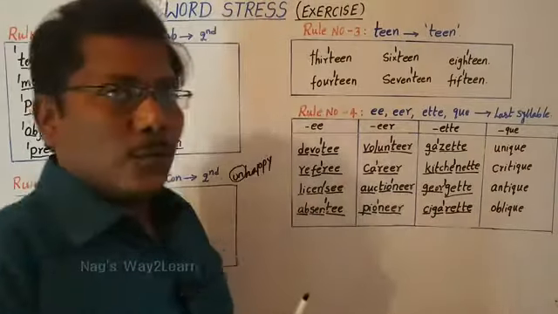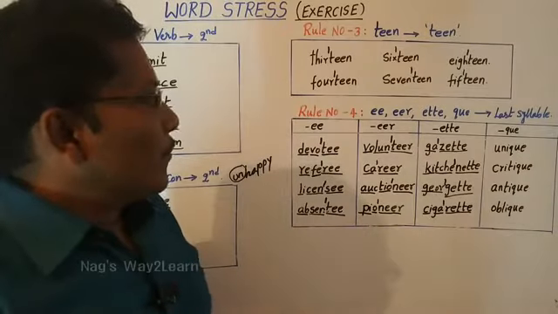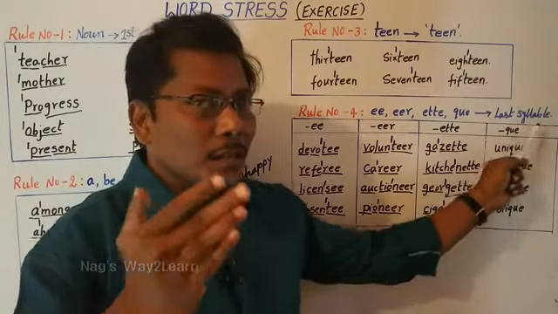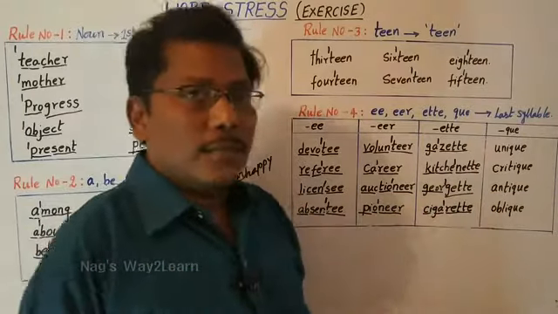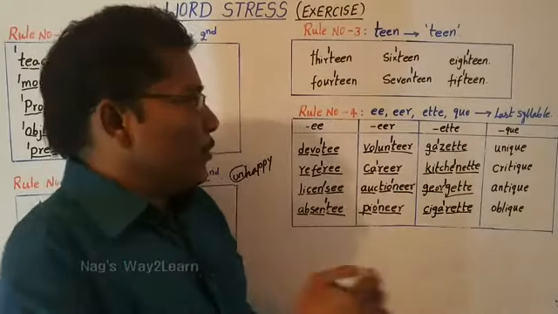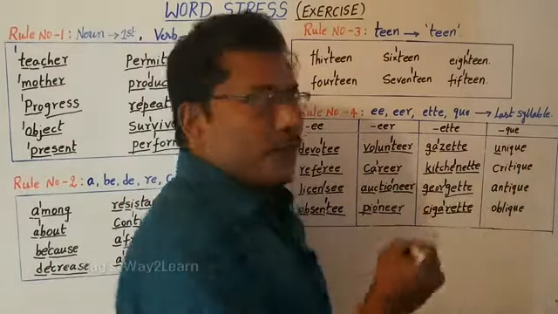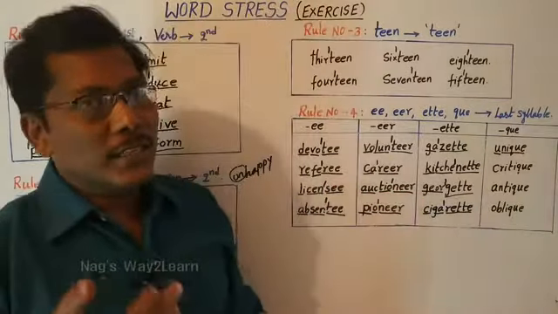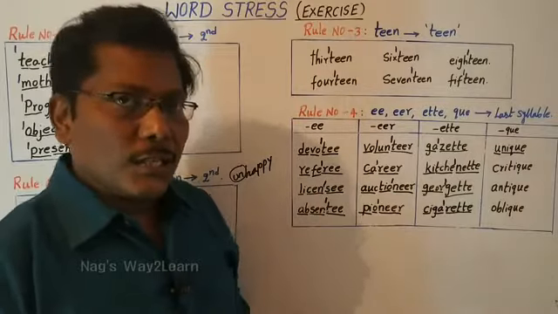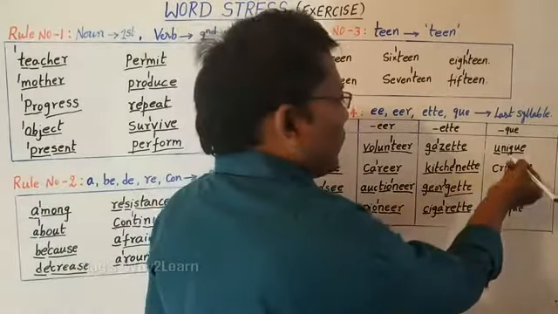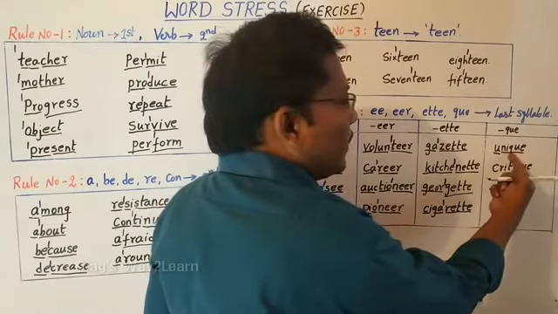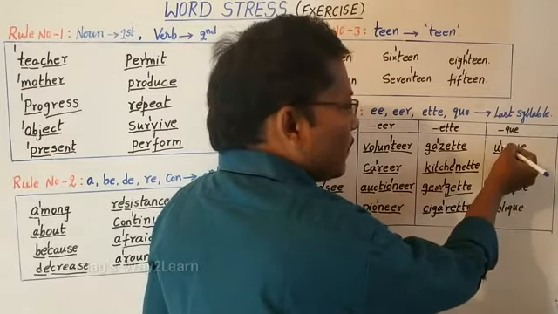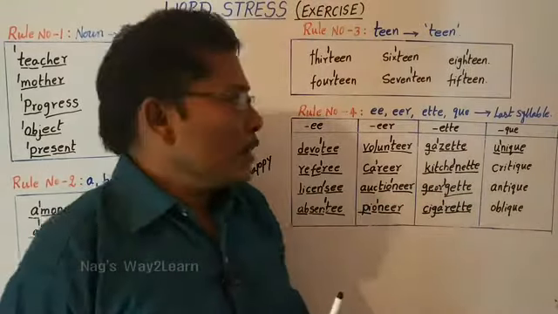Okay, and finally, if a word is ending with QUE, then also the stress will be on the last syllable. For example, unique. U, first syllable, nique, this is the second syllable, last syllable. So where should be the stress? According to the rule, the stress should be on nique, because in the ending you can find QUE. So you put the stress on the last syllable, nique. So unique.